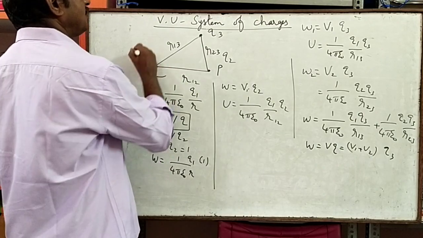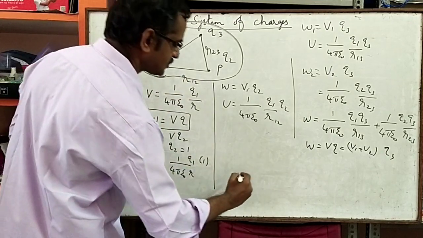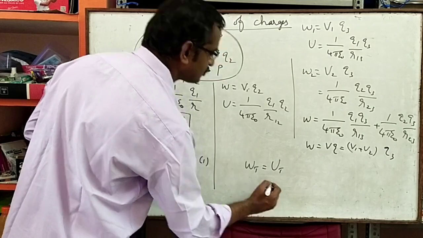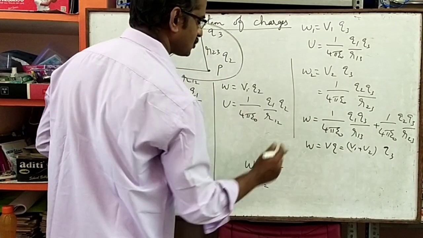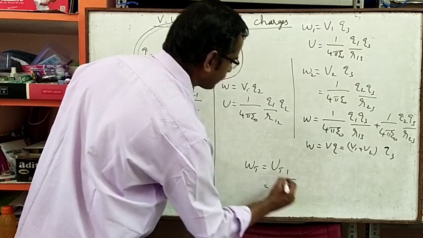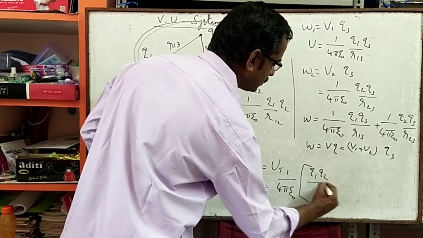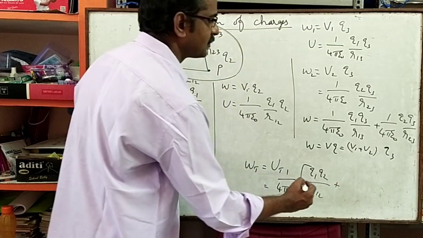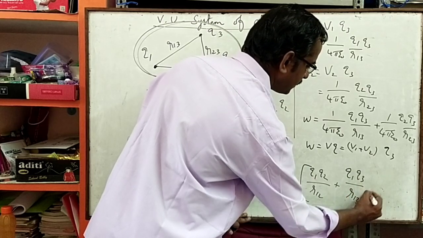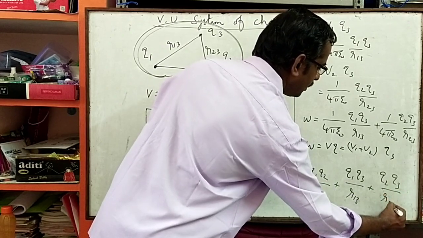So for the entire system, the total energy, that is total work done, is equal to the sum of this and this. If you take 1 by 4 pi epsilon naught common, you are going to get Q1 Q2 divided by R12 plus Q1 Q3 divided by R13 plus Q2 Q3 divided by R23.